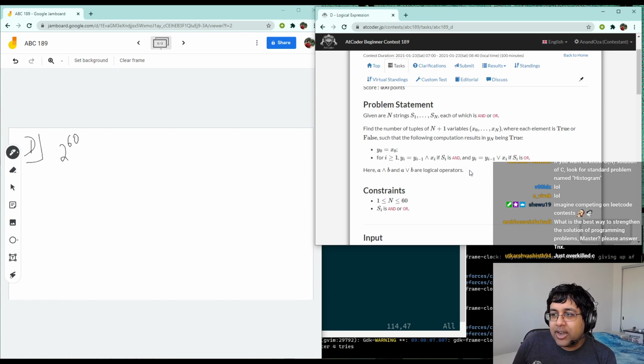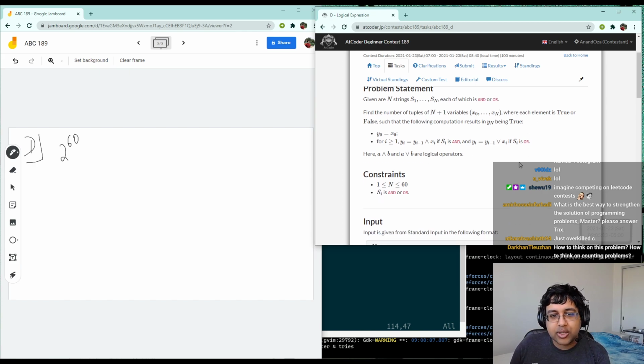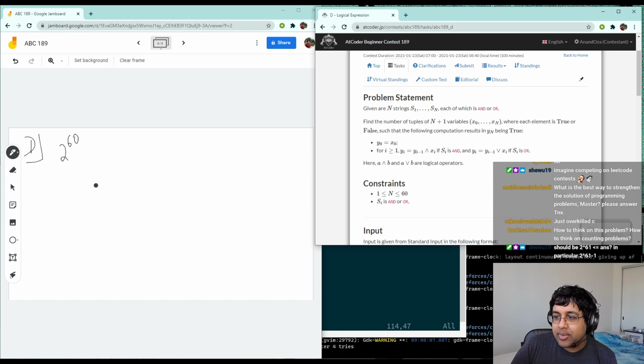Okay, and yeah, if people are asking questions about what's the best way to improve, it's just practice. Just try to learn as much as you can and practice as much as you can. And someone's asking, how do you think about counting problems? Cool, so I'll explain how I think about this counting problem.